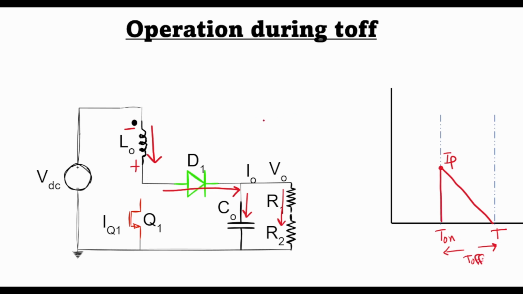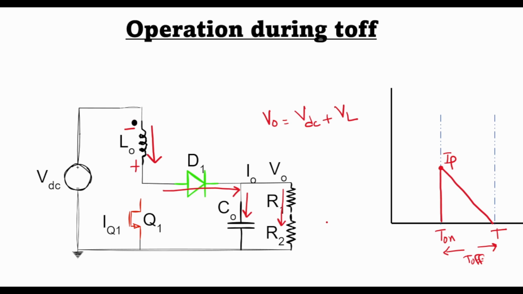So from here you can see that the output voltage V0 is equal to VDC plus the voltage that was developed across the inductor. Therefore, V0 is boosted to a value that is greater than the input voltage VDC.